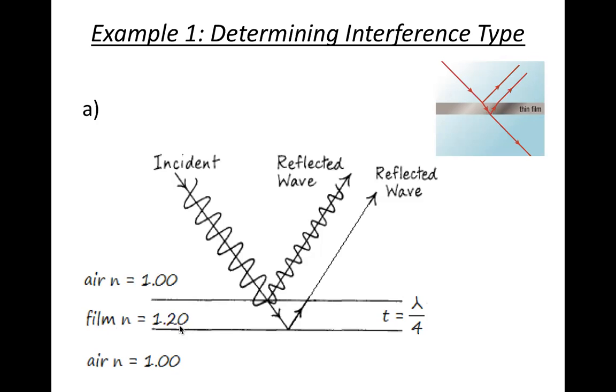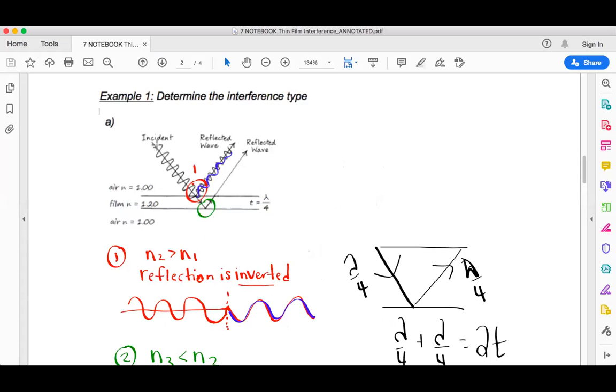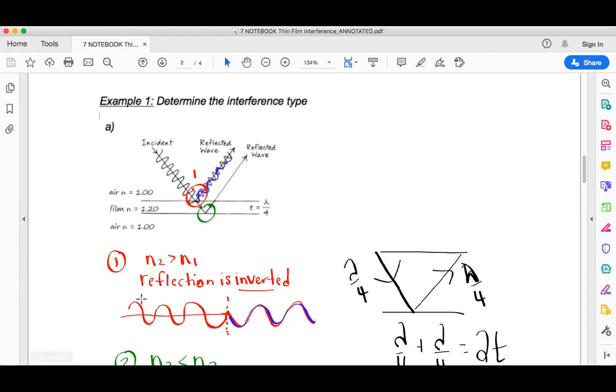And then from film to air, air is less optically dense. So it's the faster medium. So there's not going to be inversion here. So let's draw a diagram and take a closer look. In order to draw the diagram, I'm going to extend the two light rays, the two possibilities, horizontally. So I'm going to look at one path of reflecting early and inverting. So we have n2 bigger than n1. We draw a wave, and then we're going to invert it.